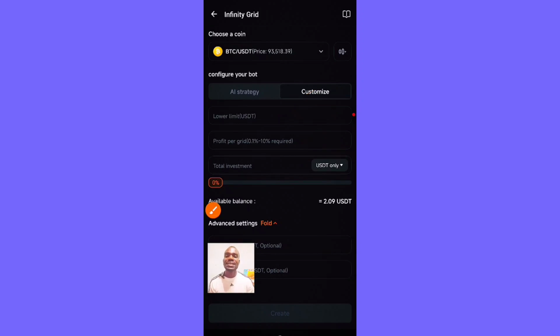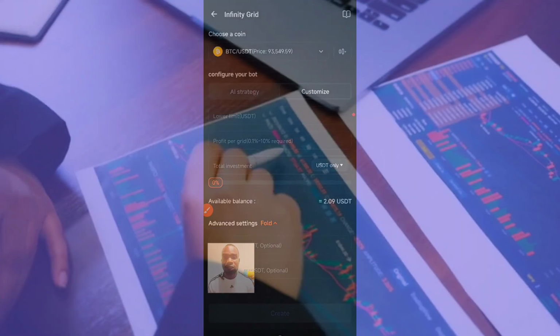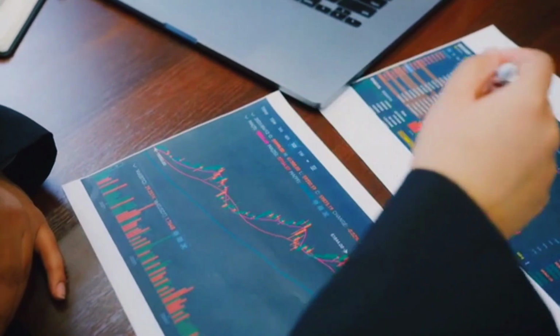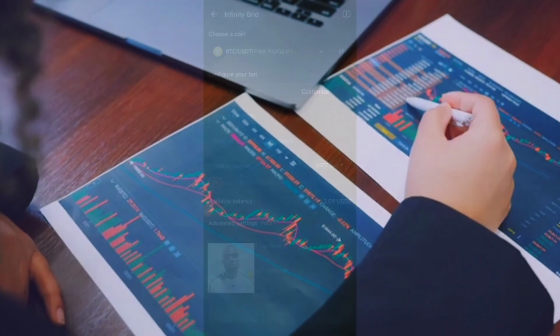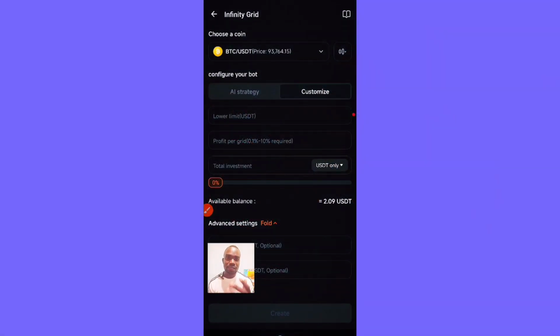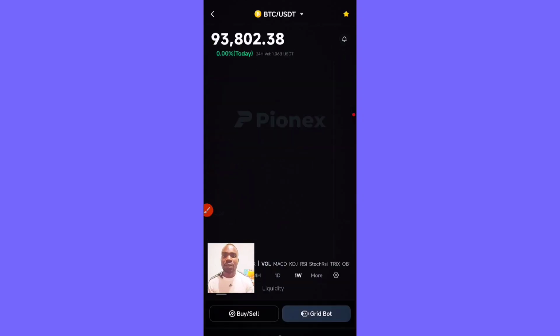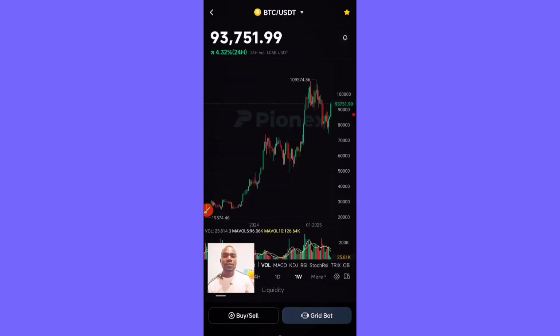Before operating a grid bot here, I always recommend that you go to the charts. The charts will always help you. You will know where you want your bot to run from. The best tool that you can use to look at these charts is TradingView, or as well you can just click here using Pionex, and now you have these charts being shown to you, if at all you still don't understand how to operate the TradingView charts.